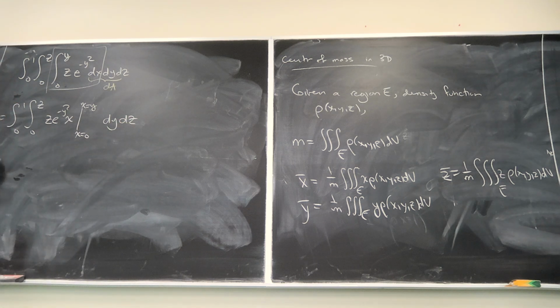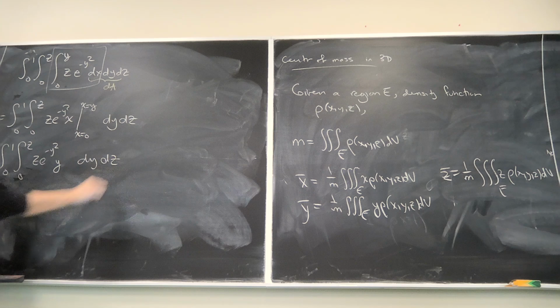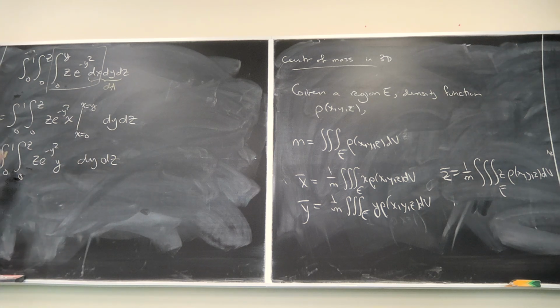Evaluating that, you get, let's see, z e to the minus y squared y minus 0 dy dz. Now we move on to the next one.